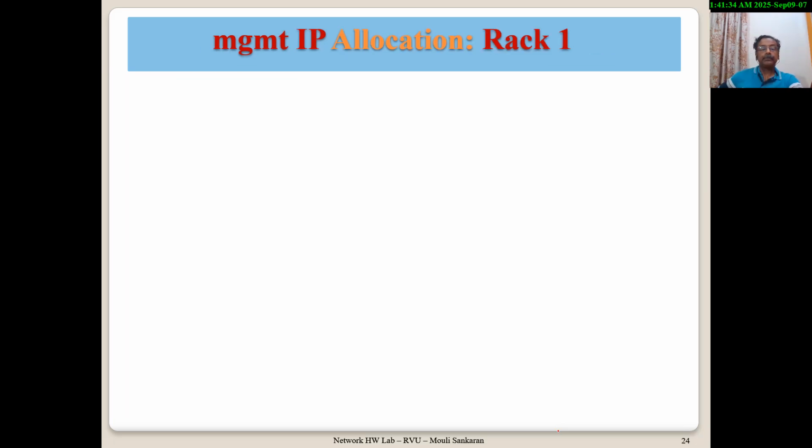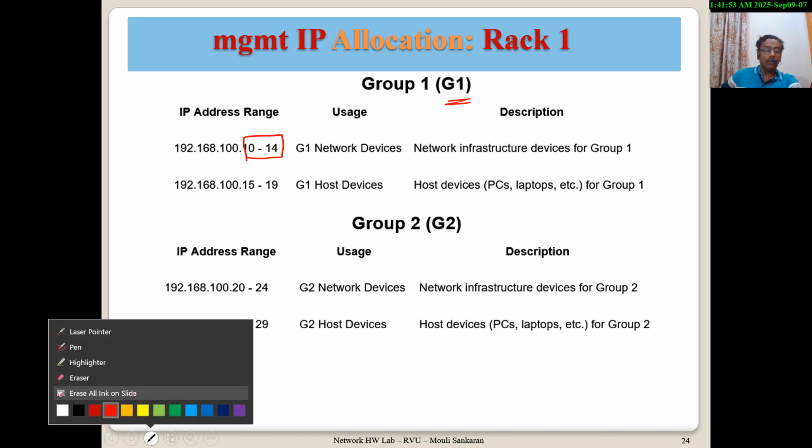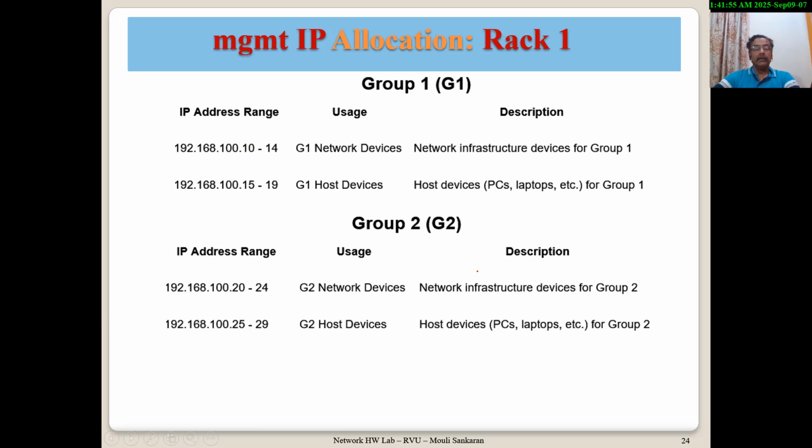Now let us come to group 1. Group 1 is given 10 to 14 as the IP addresses allotted to the group. So the devices S1 and S2 that you have are going to be assigned these IP addresses, which we have already done. Okay, you don't need to do it. And then you need to connect one of your hosts to the management LAN which I mentioned. You need to use this IP address only.